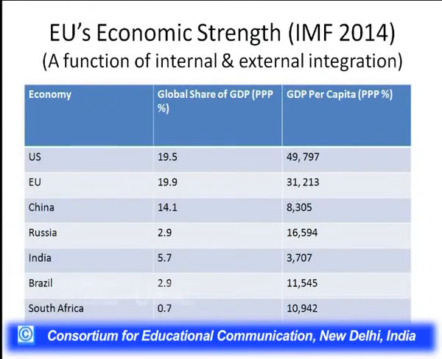dollars. And China's share in the global GDP in terms of purchasing power parity is nearly 14.1%. And the per capita income of China in terms of PPP again is nearly $8,000. Russia's share in the global GDP is roughly 2.9%, and the per capita income is nearly $16,000. India is 5.7% of the global share of the GDP in terms of purchasing power parity, and here the GDP per capita is roughly $4,000. Brazil is 2.9%, and per capita GDP is nearly $11,000. And South Africa, 0.7%, and per capita income is nearly $11,000.